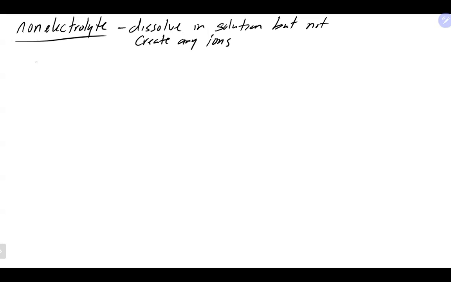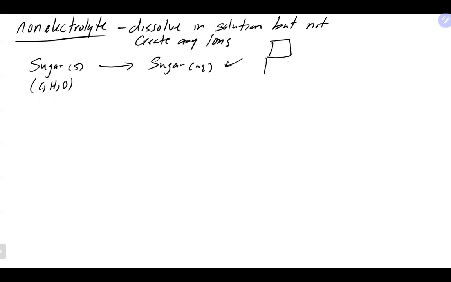So for example, if you took sugar and put it in water, you could get some sugar that dissolves, obviously. But sugar is basically carbons, hydrogens, and oxygens. So it's all covalently bonded, sharing of electrons, no ions. So because we don't produce any ions here, if you took your light bulb example there, it would not turn on. So it will not conduct electricity.